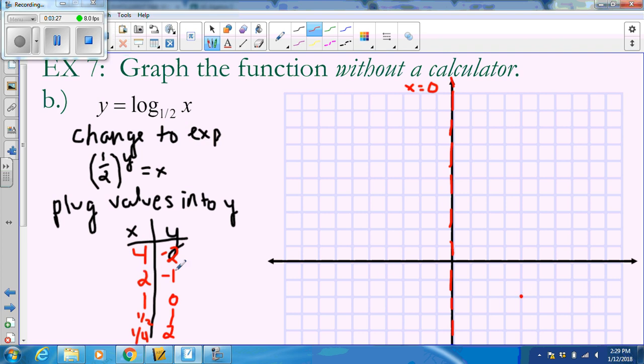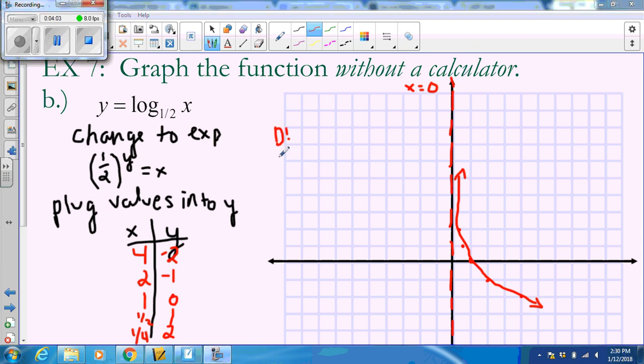Now I plot 2, -1. So 1, 2, down 1. Then 1, 0. Then 1/2, 1, so you're kind of in between here. And then 1/4 and 2. So now we connect the dots here. Do not forget your arrows! This is a function that goes on forever, so do not forget that. So now that we've connected the points, I didn't do it so well here, but make sure your points are connected. We're going to figure out the domain and range.